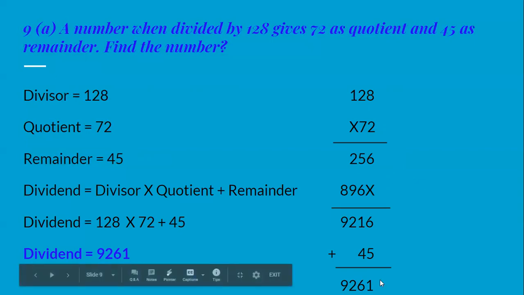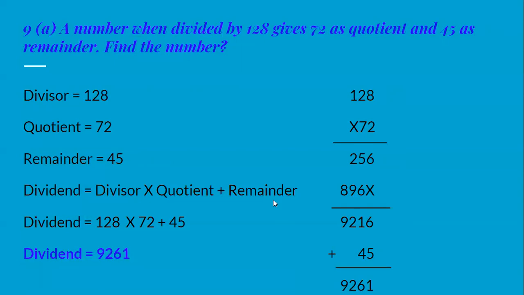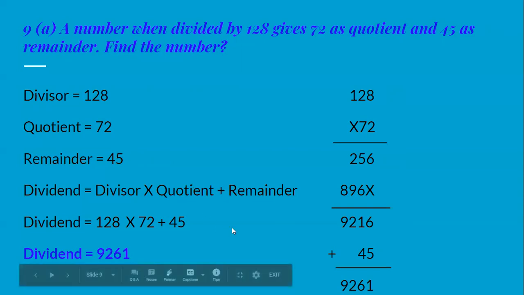9,261 is the remainder. So, is that clear to all of you? Divisor into quotient plus remainder is equal to dividend. Here three things are given and we have to find the dividend. We will multiply divisor into quotient, then add the remainder, and we will get the dividend. Now come to the next question.